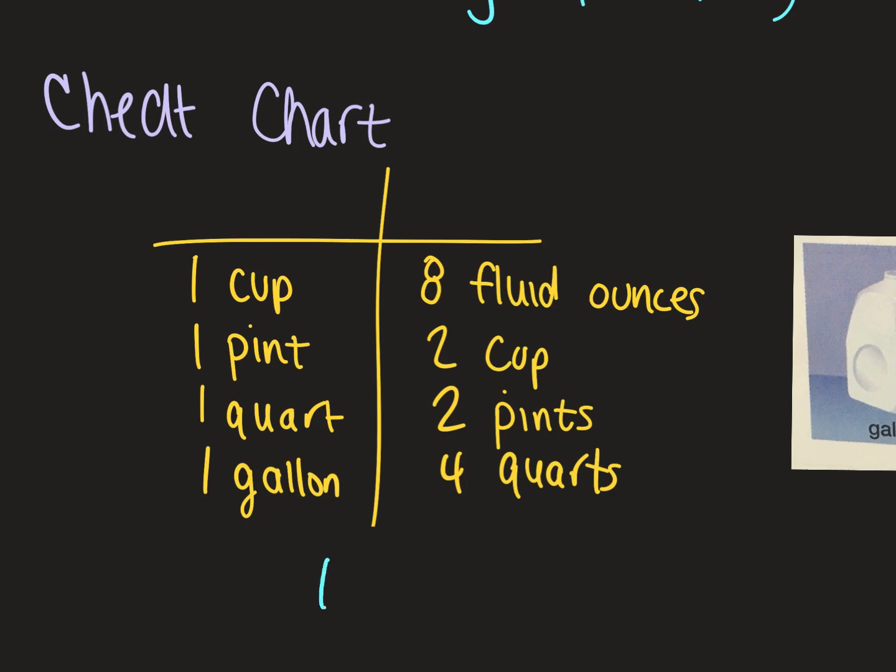The answer is 16. 16 cups would be in 1 gallon, because you would multiply 2 times 2, which is 4, and 4 times 4 is 16. There are 16 cups in a gallon.